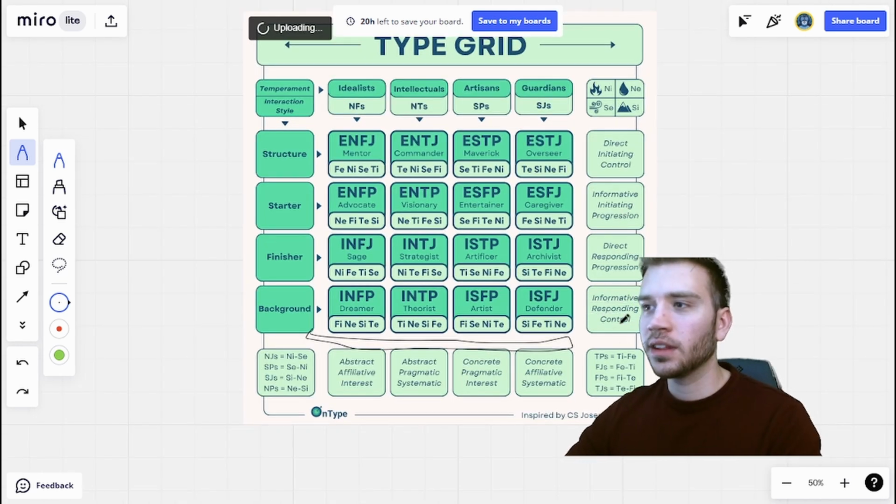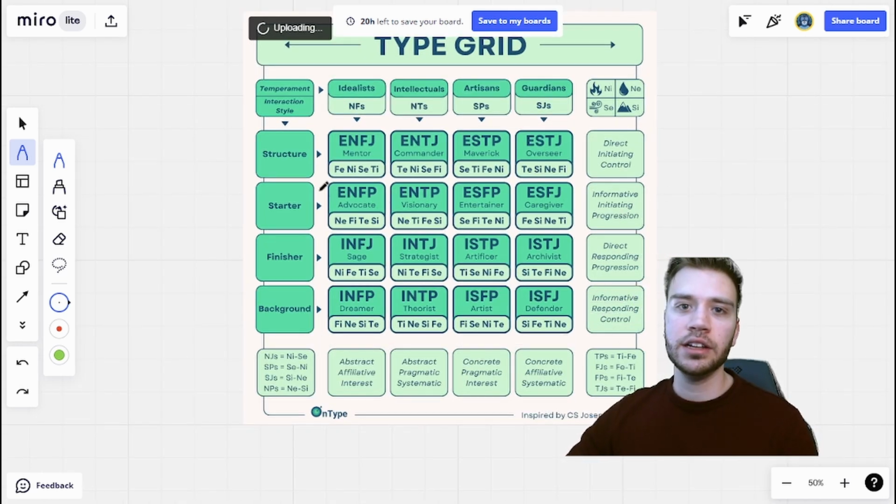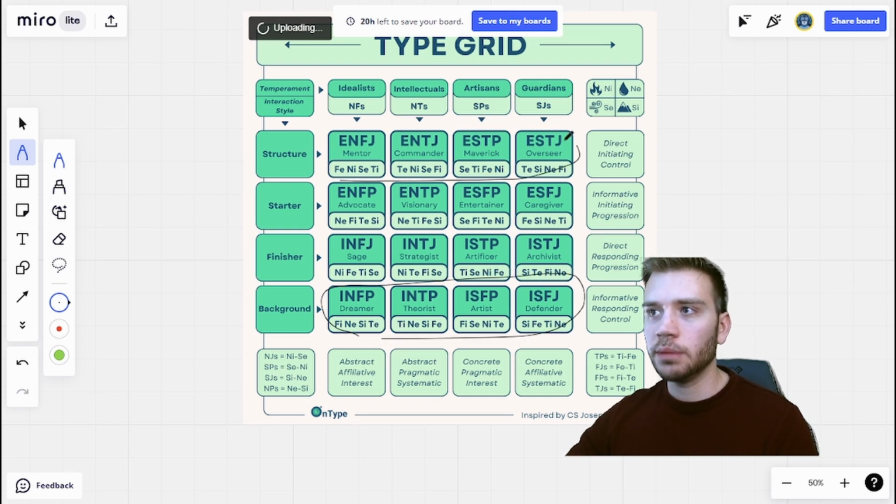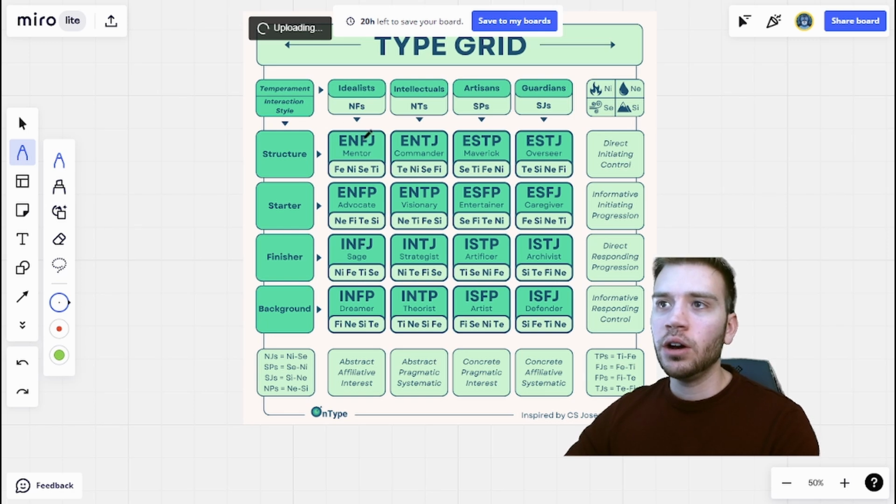So anyways, that's the way of looking at the interaction styles. And we can see how these interaction styles and temperaments are very categorical. So we know that background types are all of these, structure types are all of these. If you want to know what am I, let's say I'm an ENFJ. Okay, well, I know I'm an idealist, and I know I'm a structure type.